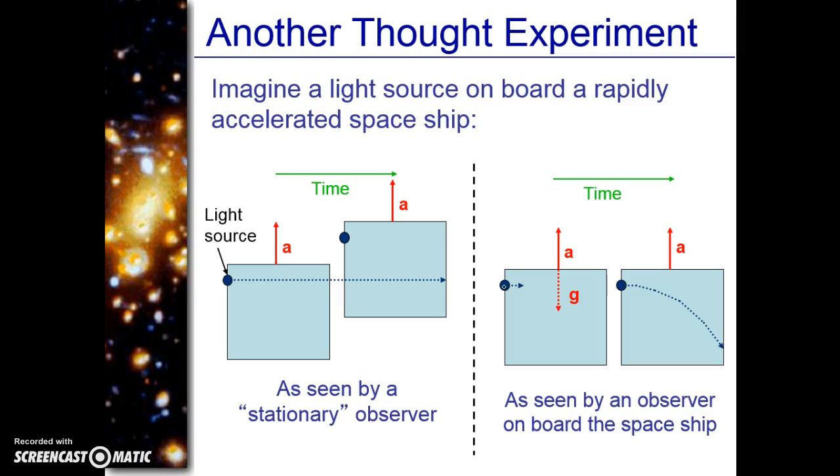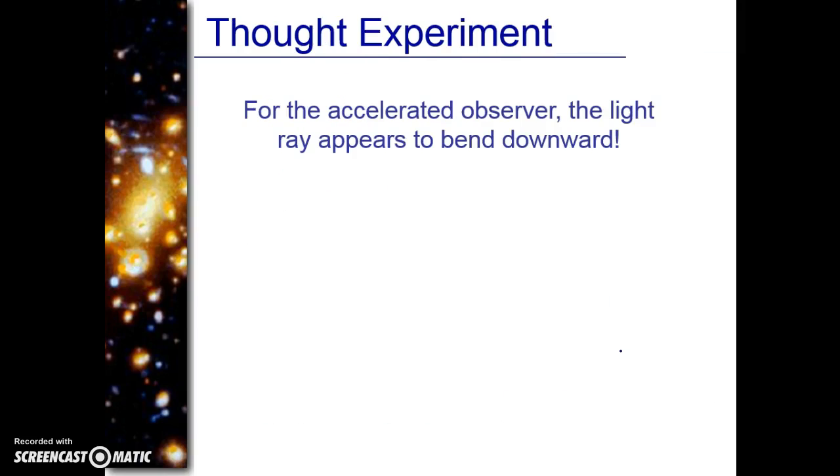But here the person is on board the spaceship. It's actually going to give them a chance to see it differently. It's going to look like the light is being bent. So for the accelerated observer, the person that's actually moving, the light ray appears to be bent downward.